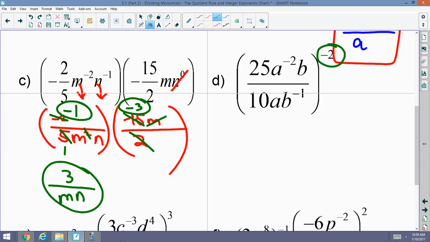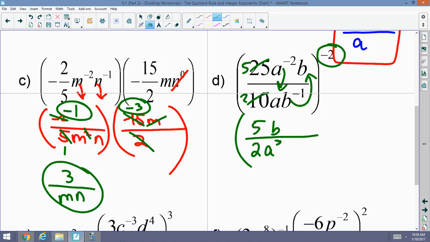So I'm first going to say, okay, 5 goes into 25 5 times. 5 goes into 10 2 times. So I've got 5 halves. I'm going to bring this a down. So I've got a times a squared, so this becomes a cubed. I'm going to bring this b up. So that becomes b times b, which is b squared. Now it's all raised to the negative 2.